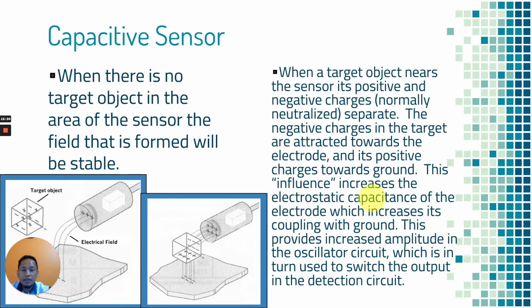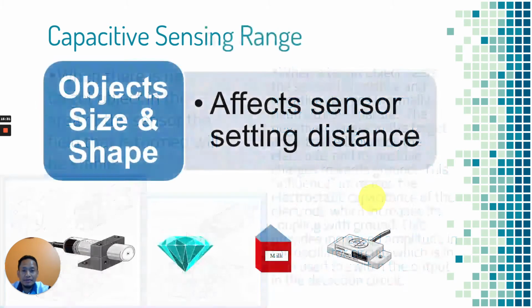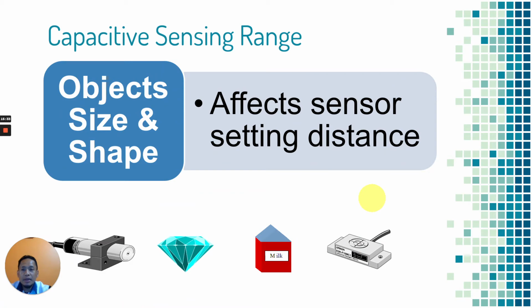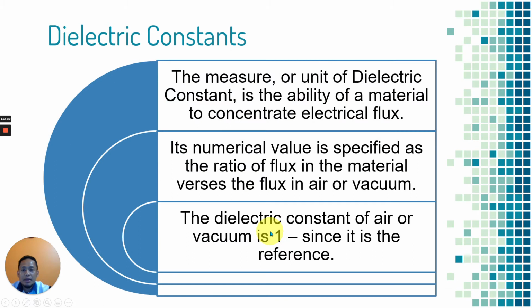So we can know the output by detecting the oscillator circuit. This is a capacitive sensing range. It can affect the sensor setting distance. So this capacitive sensor can detect either metal or non-metal. The measure of unit is the dielectric constant, which is the ability of material to concentrate the electrical flux.